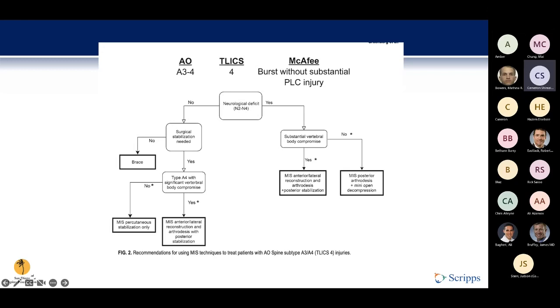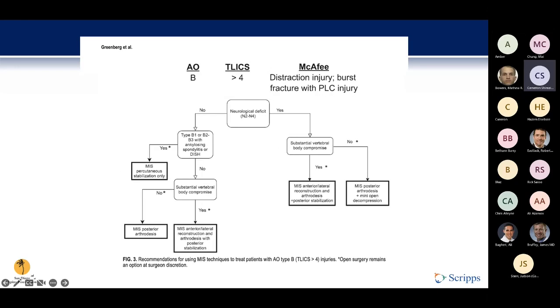If you don't have any of these and you don't need surgery, you can still treat these non-operatively, and so that would be a brace. But if you do need surgical stabilization, then you have to look and see if you're at type A4 with significant body compromise. That pushes you down, once again, to considering going lateral or anterior, being able to decompress from the front and put a cage in, versus if no, you can just do MIS percutaneous stabilization only without an arthrodesis.